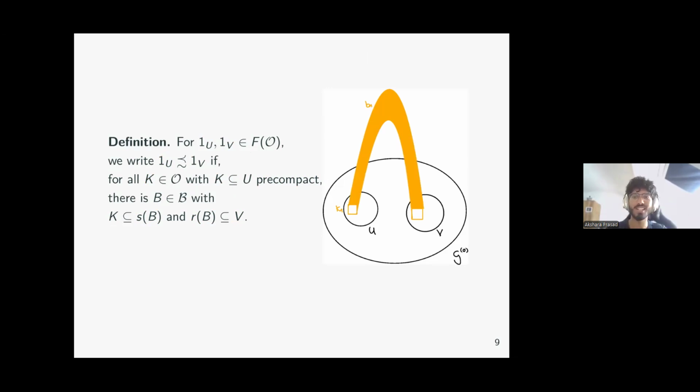So if you can do this for all pre-compact K inside U such that its closure is inside U, and there are bisections in B that take this and send it to something inside V, and you can do this for all sets in F and G, then you have the dynamically below relation. So as you can see, this is not just normal pointwise domination, but there's this dynamics of the groupoid coming into the picture. And if this is true dynamically, then we have this relation.